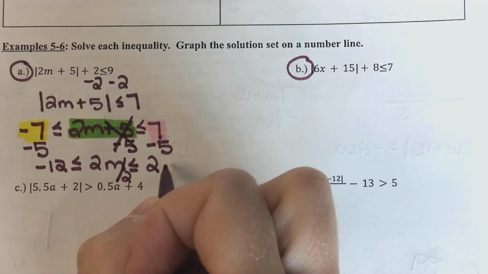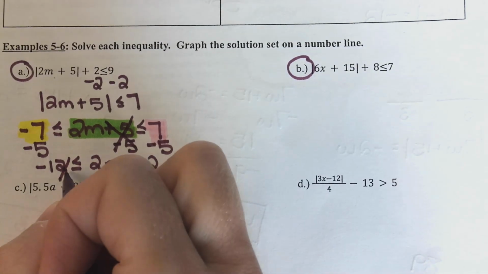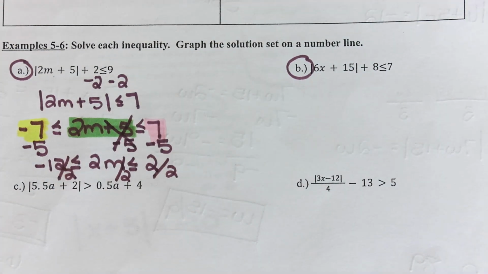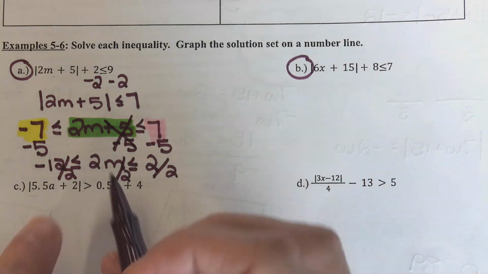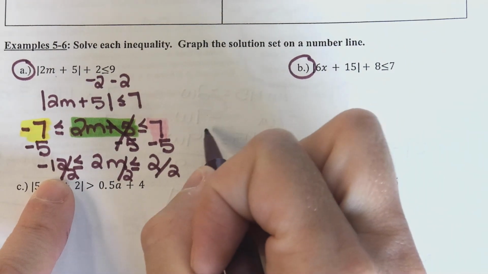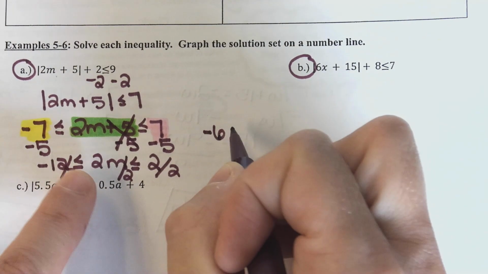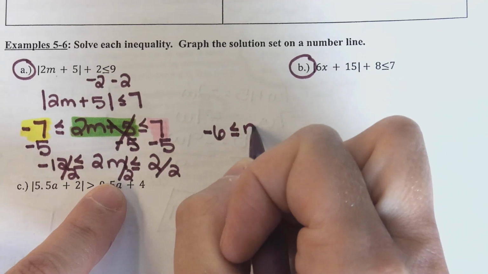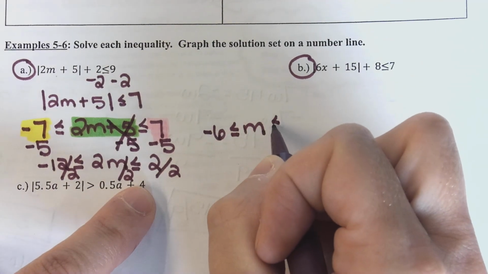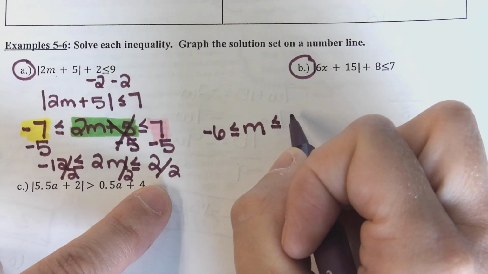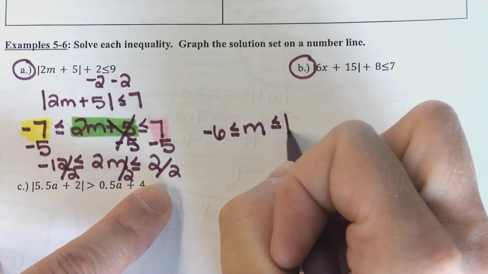Divide by 2. And we have to do all 3 parts. So again, that's kind of the weird thing here, is that there are 3 parts, and normally on an equation I just say, hey, solve both sides. So I gotta watch my vocab because it's different here. Alright, so I have negative 6 is less than or equal to m is less than or equal to 2 divided by 2 is 1.